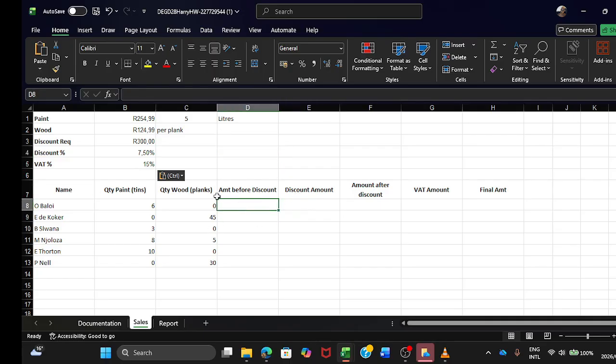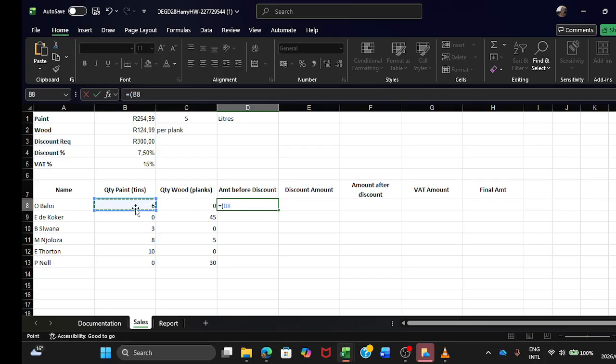So first thing first, we have to calculate the amount before discount, meaning that these are the amount of the paint and the wood bought. So what we have to do, we have to add the quantity, which we multiply them by the price, and then we'll get the amount. So we talked about how in Excel, every time you do it, you have to start with the equal sign for us to be able to get the amount that we're looking for.